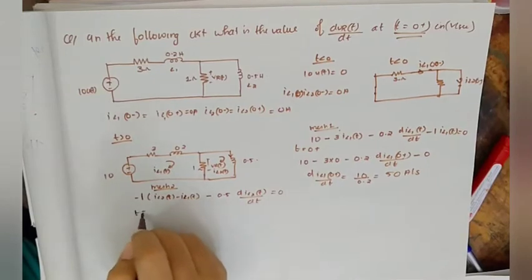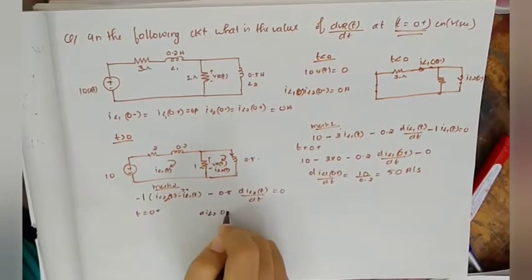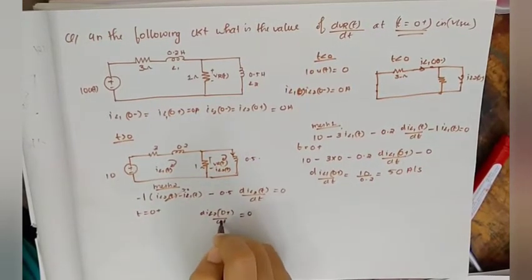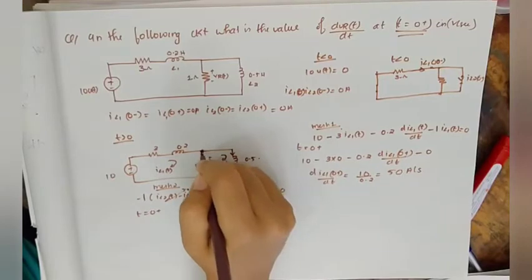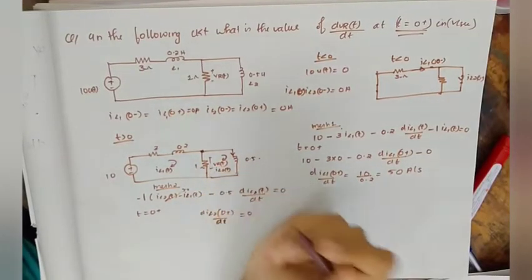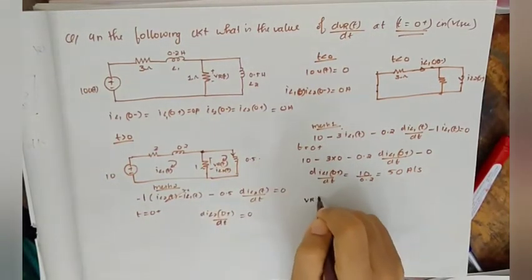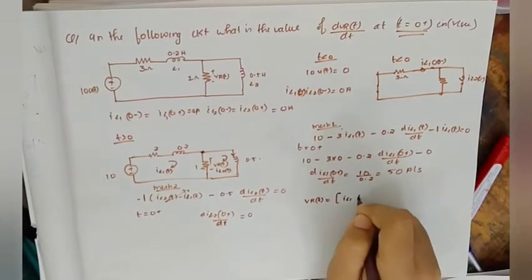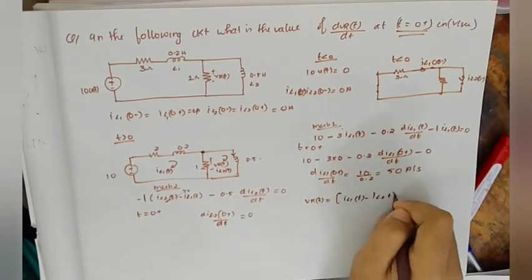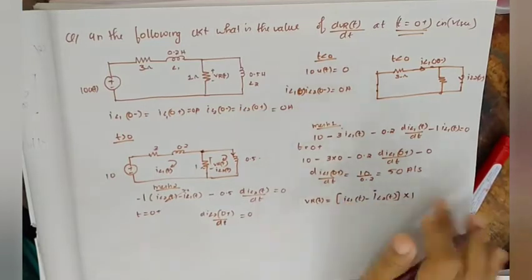So for t is equal to 0 plus, this will be equal to 0, and dIL2 of 0 plus divided by dt will be equal to 0 as well, okay. And now, what is VR of t? That is the voltage across the resistor. The current across the resistor is equal to IL1 of t minus IL2 of t, right? The current across the resistor into 1 ohm, okay, I into R.